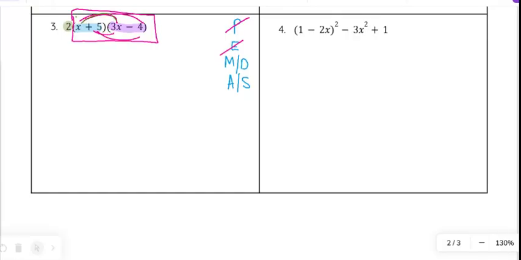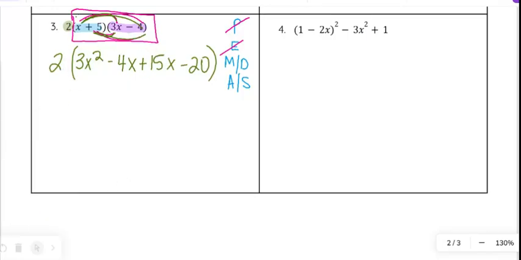So x times 3x is going to be 3x squared. X times negative 4 is negative 4x. 5 times 3x is 15x, and 5 times negative 4 is negative 20. So that is what we get when we multiply these 2 factors together. We still have the 2 out front, which I'll get to in a minute.